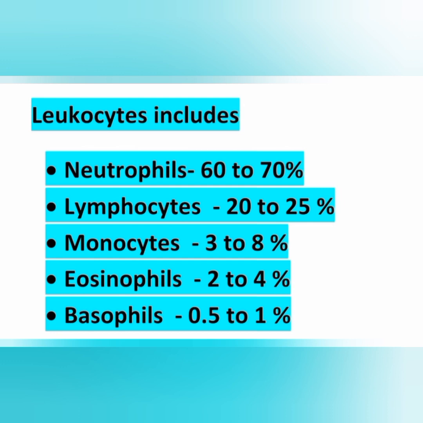And these leukocytes include neutrophils 60 to 70%, lymphocytes 20 to 25%, monocytes 3 to 8%, eosinophils 2 to 4%, and basophils 0.5 to 1%. These are the normal leukocyte counts. So leukocytes are 4.5 to 11,000 per cubic millimeter.